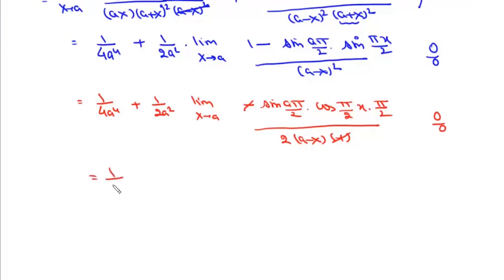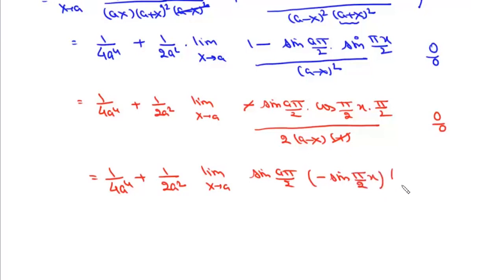So we now get this as 1 upon 4 a to the power 4 plus 1 upon 2a square, and then this limit x tends to a sine a pi by 2. Now this is minus sine pi by 2x, and then it'll be this pi by 2 square divided by 2 into minus 1. This minus and minus will cancel. Now we'll put x as a.